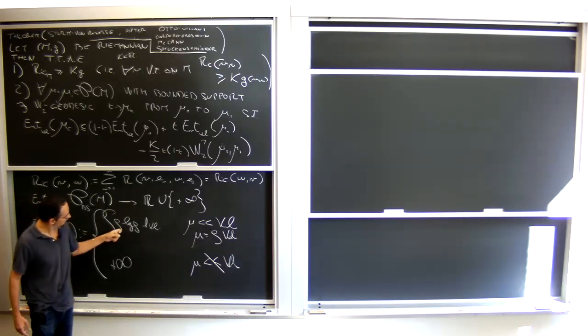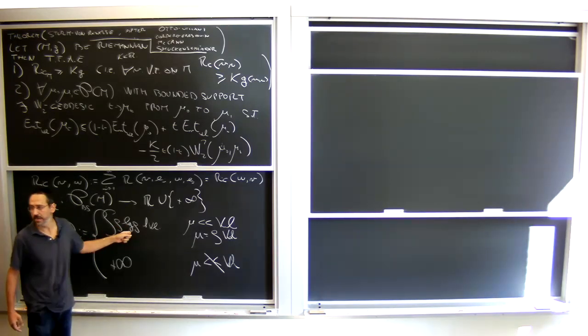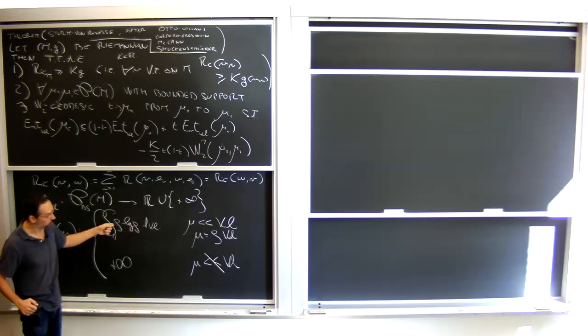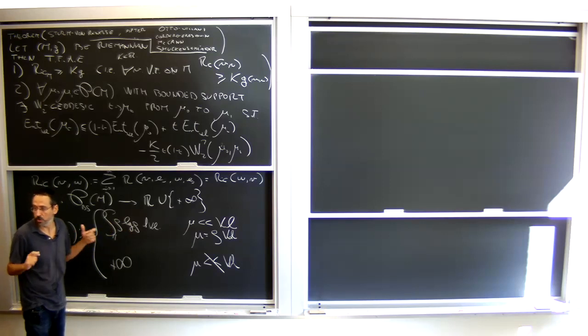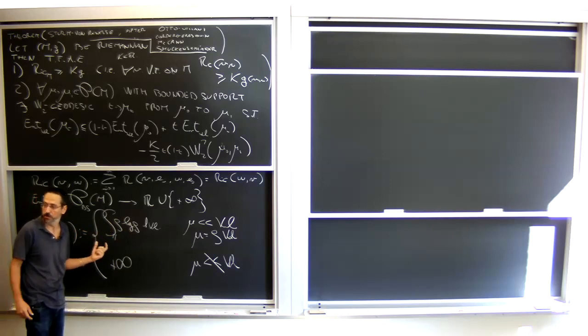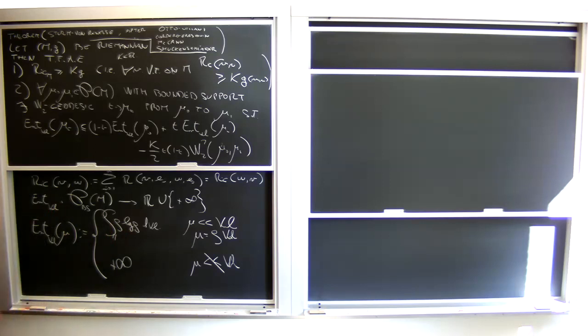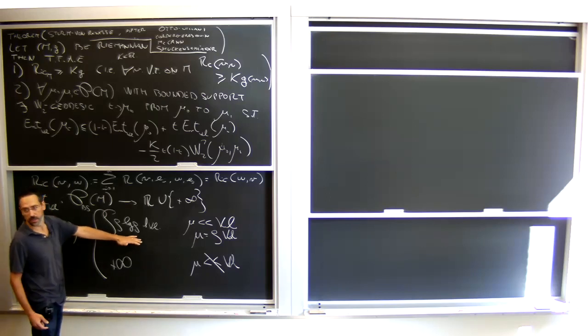The function z log z has both positive and negative parts, right? But the contribution of the negative part is for sure finite, because I'm integrating over a set of finite mass. z log z is bounded from below by minus one over e or something of this form. So it's uniformly bounded from below, and something of the form plus infinity minus infinity does not happen.